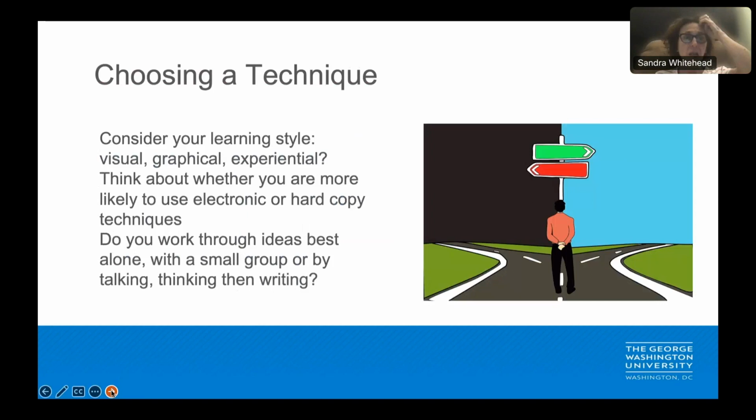And then which technique will work the best alone, with a small group, talking, thinking, and then writing, right? So do you talk to people and get ideas and then go away and think about them? Or are you a person who comes up with ideas and then talks with people, right? Think about your own needs and your own learning style before you choose a technique. And there's nothing to say that you can use just one of these. You could use all of them if you're really stumped.